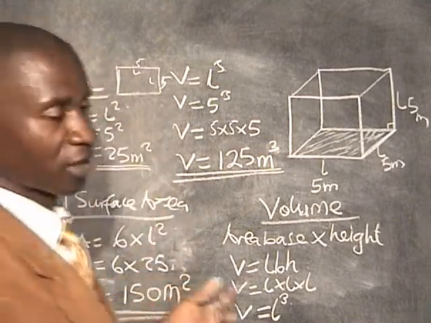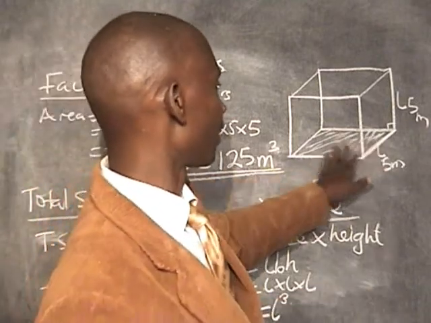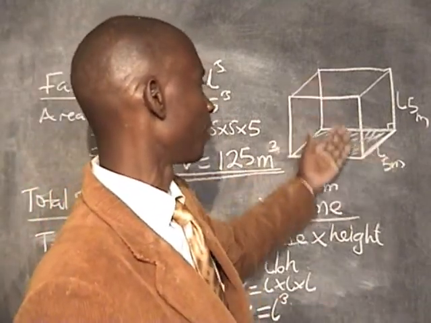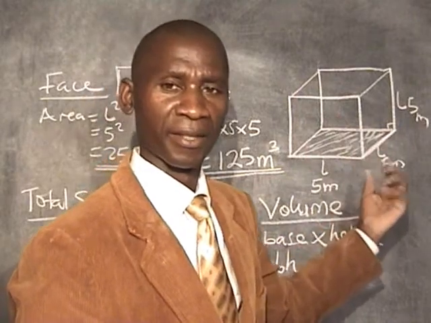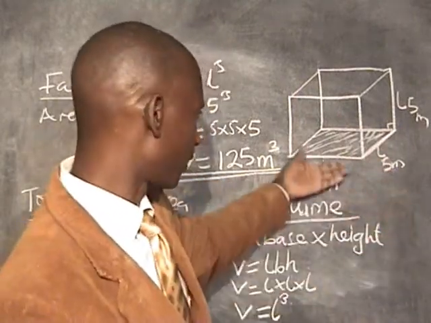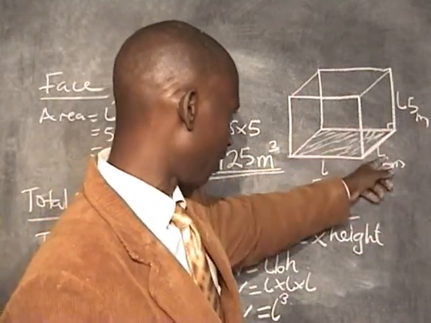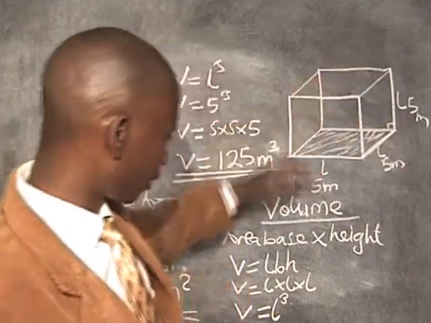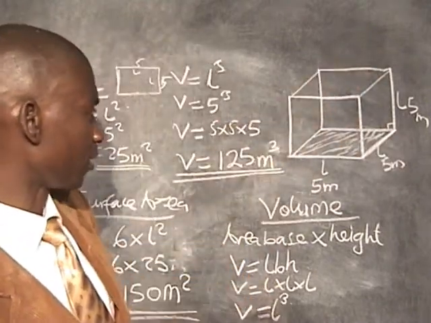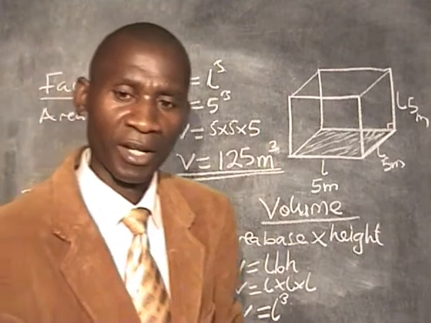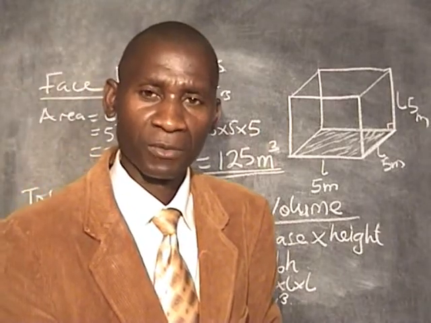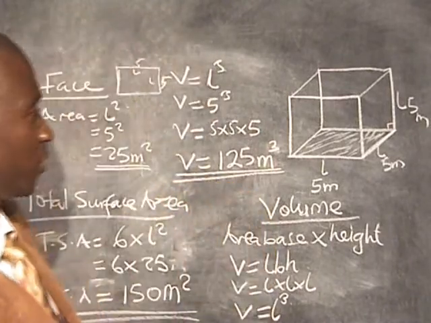I have explained how to get the volume. Simply base area or area of one face multiplied by the length. Then you get the volume, or base area, L times B, then multiplied by the length, of which its volume is L to the power 3, since all the edges for the square are equal. I'm sure that is understood.